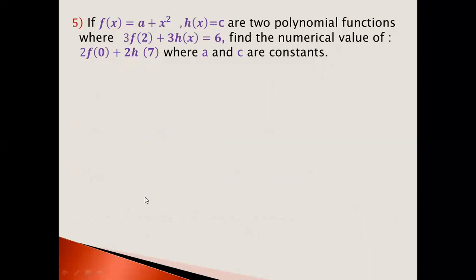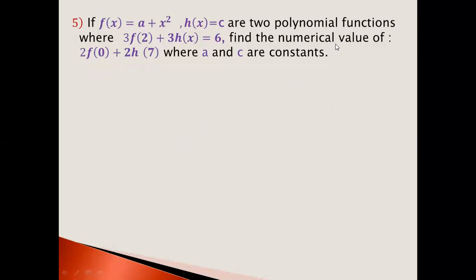Number 5, if f of x equals a plus x power 2 and the other function h of x equals c are two polynomial functions where 3f of 2 plus 3h of c equals 6, we need to find the numerical value of the expression 2f of 0 plus 2h of 7, where a and c are constants. At the first, we need to use this equation, 3f of 2 plus 3h of c equals 6, to find the values of the unknowns.